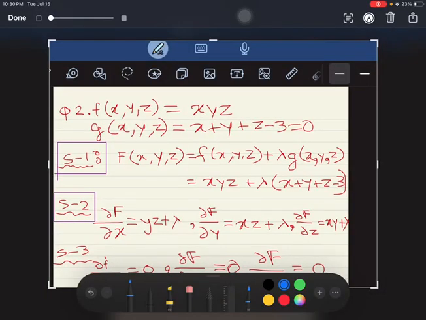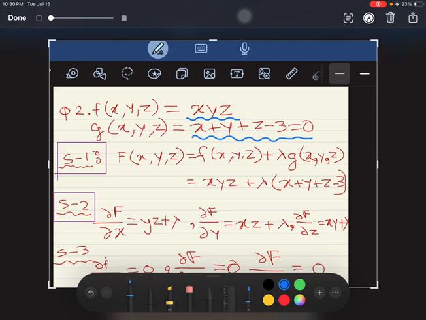So now we will look at the second example. In the second example, we have taken the function f x y z as the main function, x y z, and the constraint we have taken is x plus y plus z minus 3 is equal to 0. We have to find the maximum value of x y z when x plus y plus z is equal to 3. So the first step, we have formed the auxiliary equation.